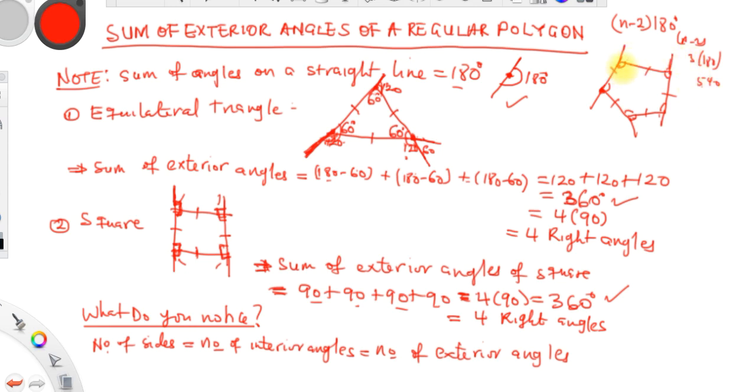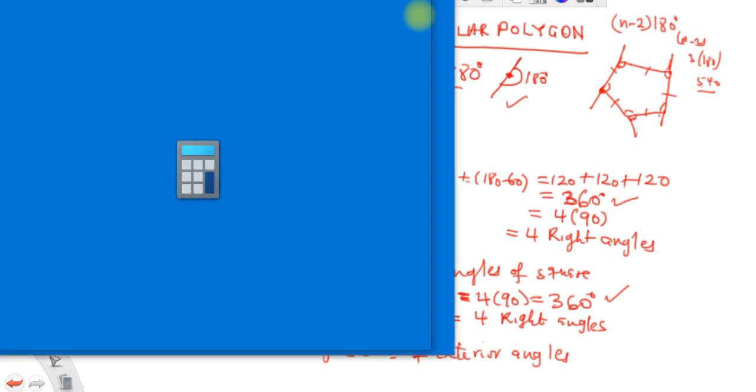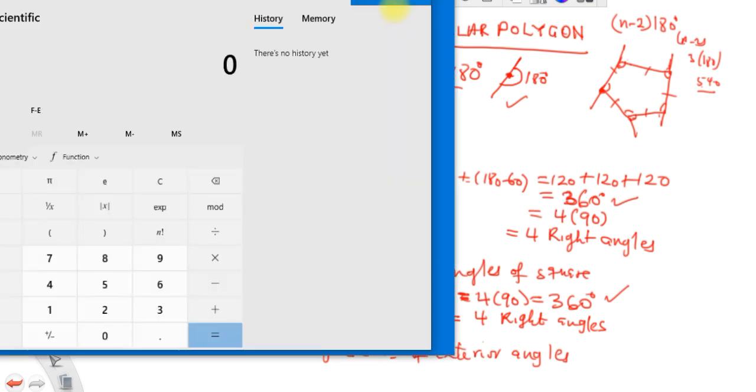So each interior angle, there are 5 of them, and they sum to 540. So if you divide 540 by 5, sorry, yes guys. So let me show you something here using the calculator.